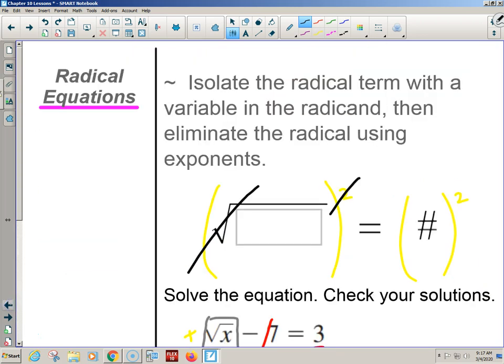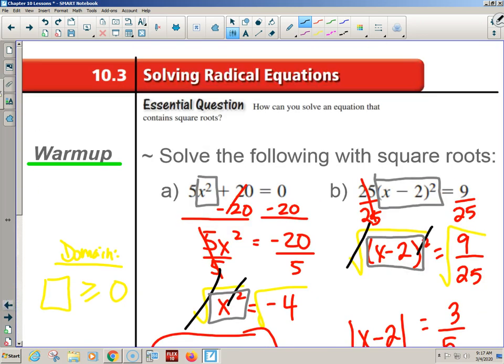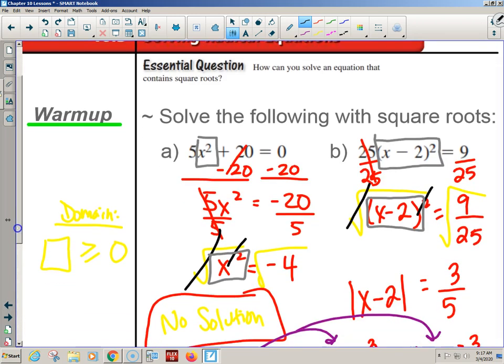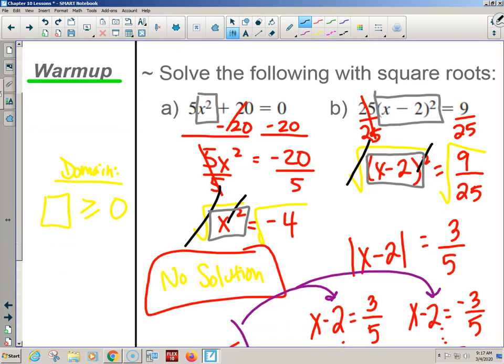Look at the warm-up from yesterday. Math is full of patterns, and if you see the patterns, you can learn from them. Do you see how in letter A, the x squared was kind of all close and tight right here? I just had to get rid of everything, and then it was like, hey, square root, and you're done. Well, square root of a negative didn't work, but we would have been done if it had worked.